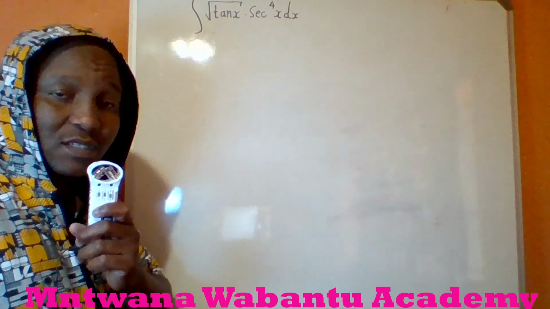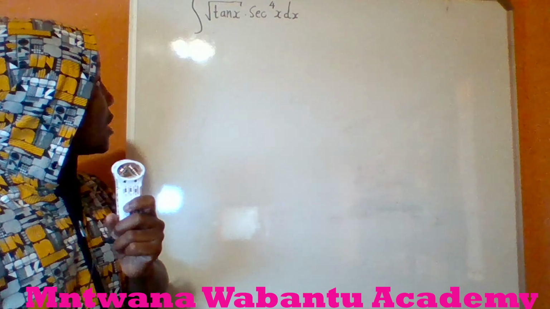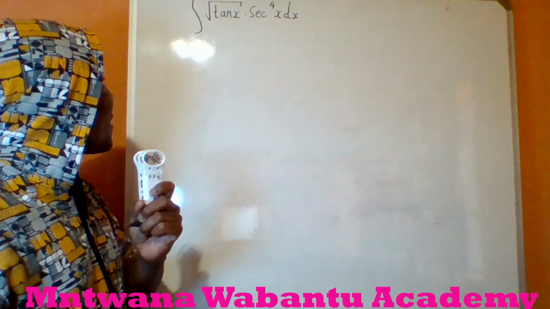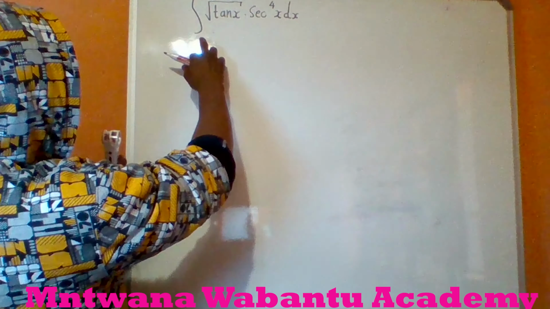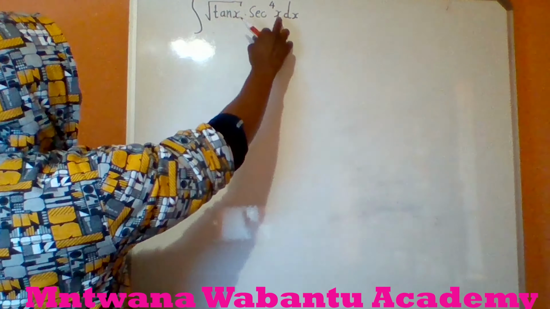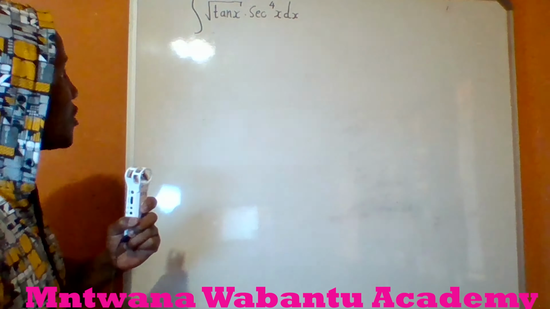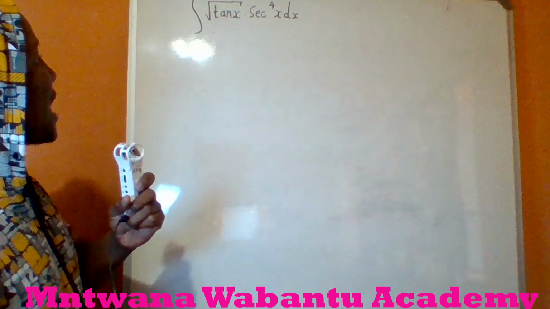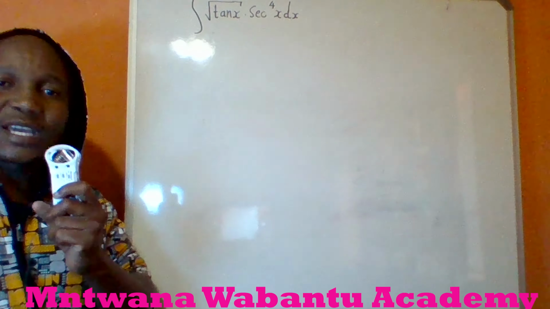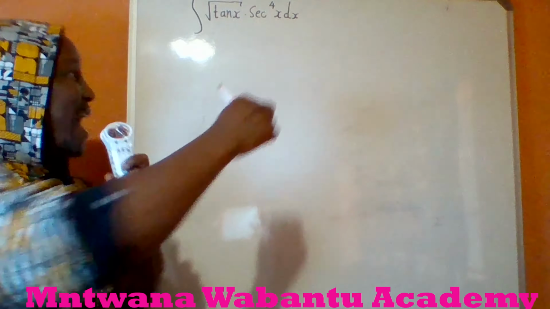Alright, brothers and sisters, so we live again. So this we have a trigonometric integral. So we have to integrate this question here. Integral tan of x sec 4x dx. So now how are we going to do this? This is a very easy question, brothers and sisters. So first and foremost, how do we know this is trig integration? Because I have a trigonometric there.